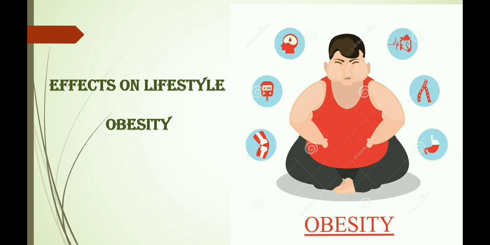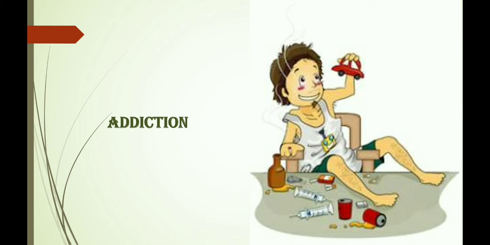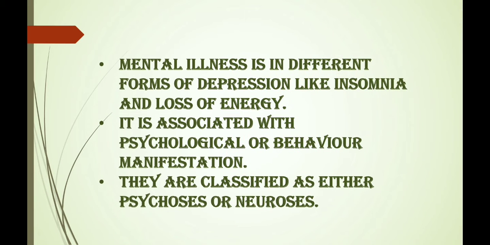Then there will be certain effects on lifestyle. That means some of the adolescents will have certain different kind of things like obesity. Some of them may get involved in addiction, accidents, or ill health. Mental illness is in different forms of depression, like insomnia. Insomnia, there will be lack of sleep and loss of energy. It is associated with psychological or behavioral manifestation. They are classified into two different types, that is either psychosis or neurosis.